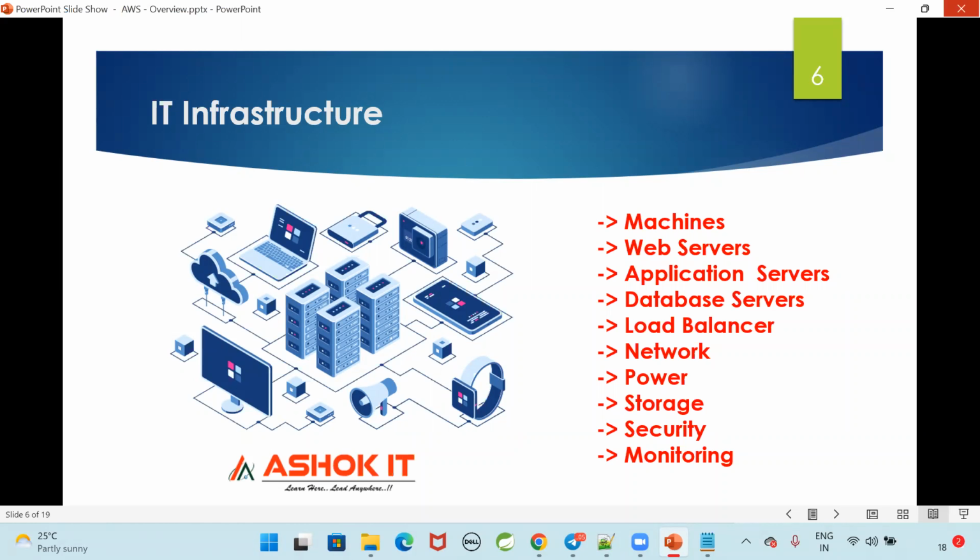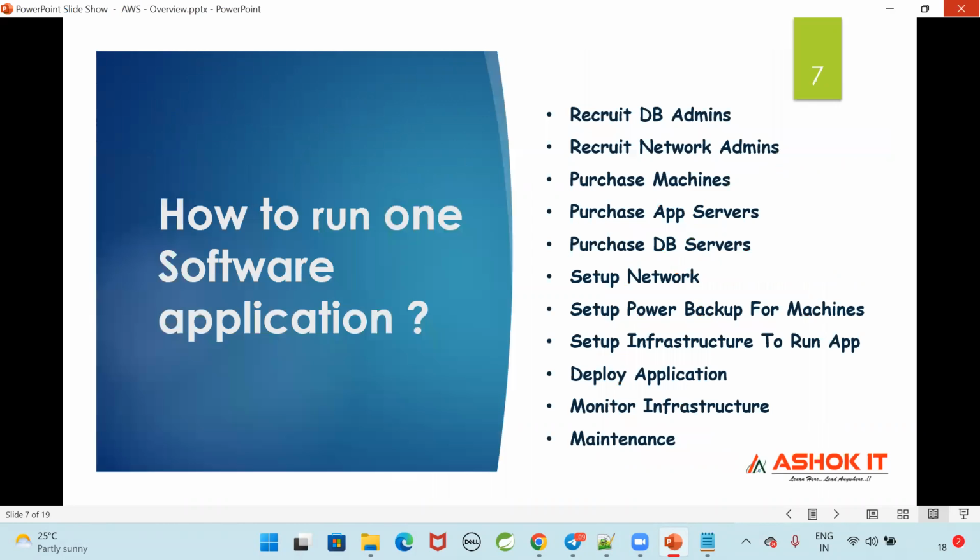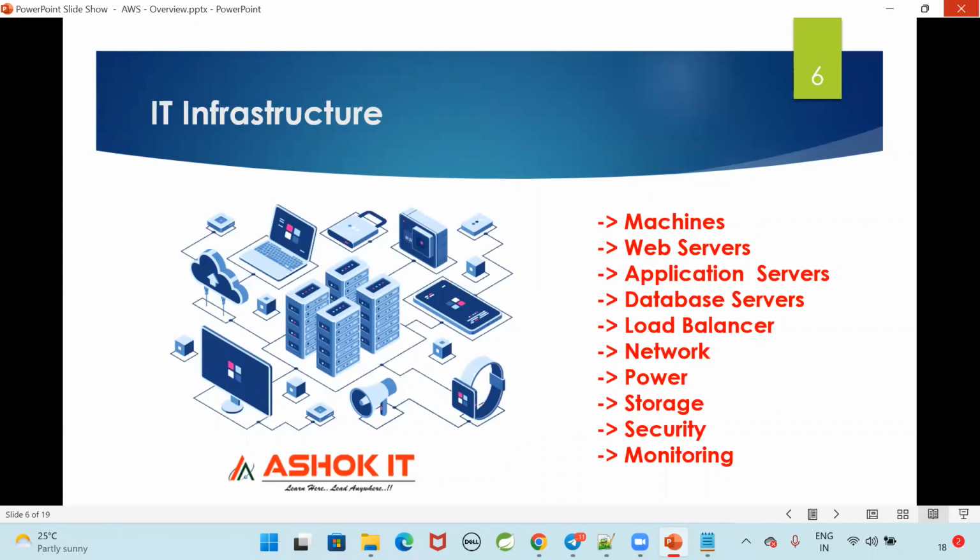So to develop a software project and to execute a software project, we need infrastructure. That infrastructure is called IT infrastructure. What components are required? Machines required, web servers required, application servers required, database servers required, load balancers required, network required, power required, storage required, security required, and we need to monitor all this infrastructure also. Then only we can develop one project and we can run one project.